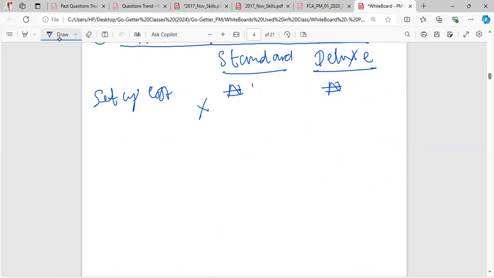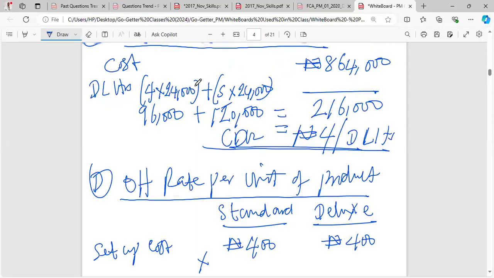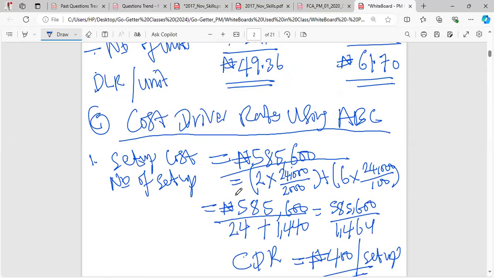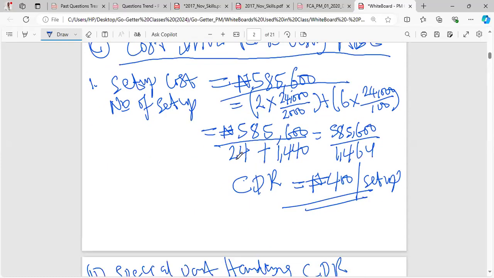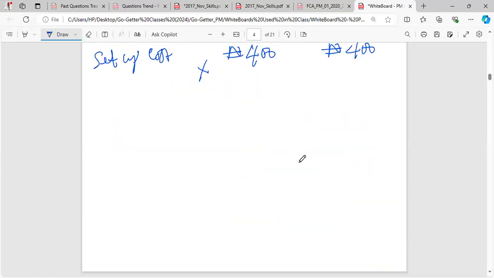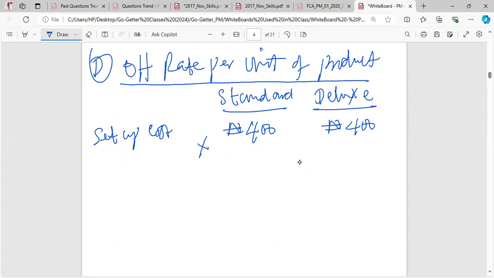$400 for each case. What is the number of setups? The number of setups here, we have 24 and 1440. So this is 24 and this is 1440.